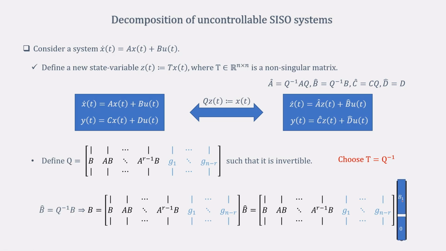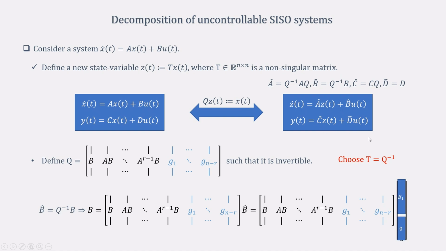Now, the top part here we will call B1 and the bottom part will be 0. Okay. So, finally, what is the structure we are getting? A hat came out to be a block upper triangular matrix and B hat comes out to be B1, 0. Okay. And what about C hat and D hat?